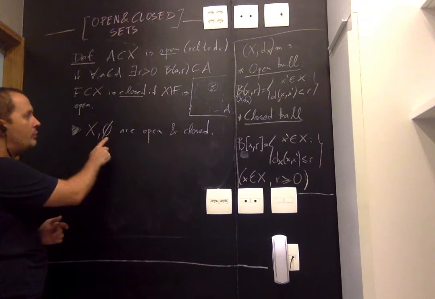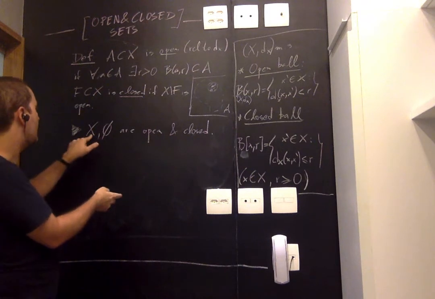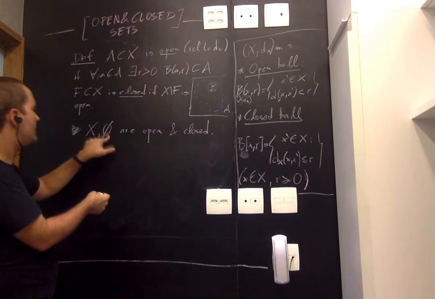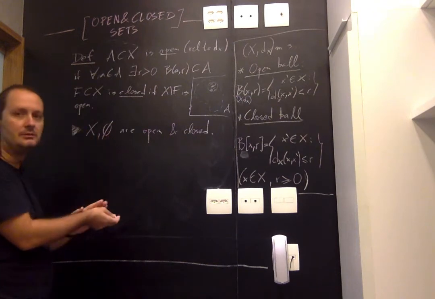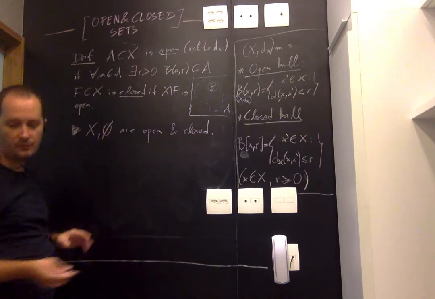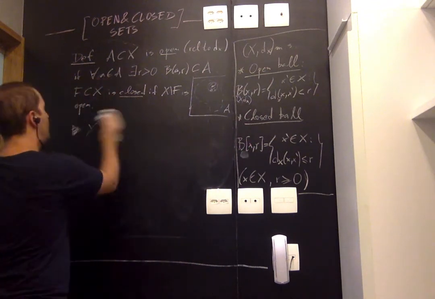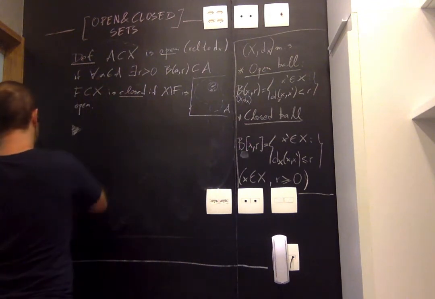Okay, if they're both open, then they're both closed too, because the complement of X is the empty set, and that has to be closed. The complement of the empty set is X, so that has to be closed as well. So, okay, so far so good. Now let's show that open balls are open and closed balls are closed.